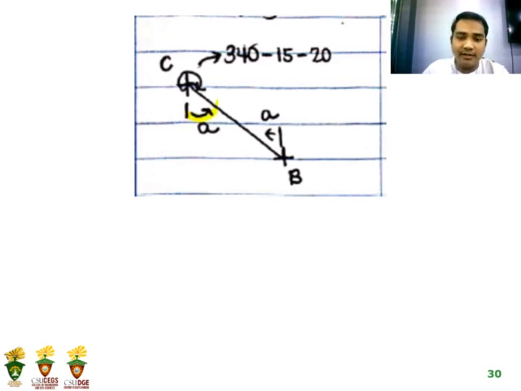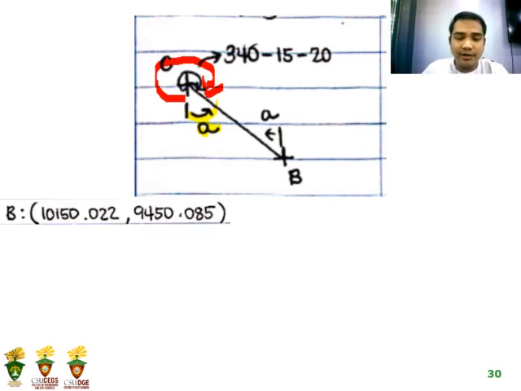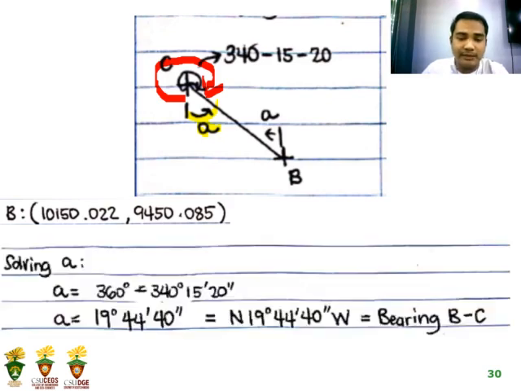This is alpha, the Greek letter alpha, and the given is 340 degrees, 15 minutes, and 20 seconds, which is the azimuth C to B. To calculate alpha, from the figure, and also by the way, the given coordinates are those of station B, which is 10,150.022 meters and 9,450.085 meters.